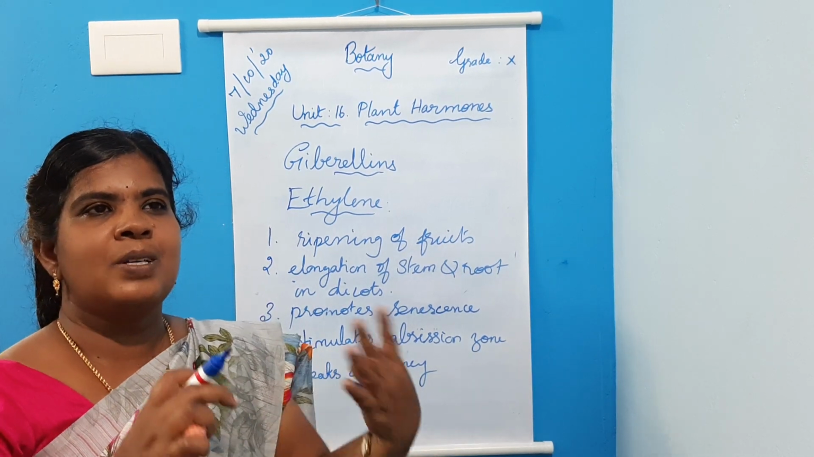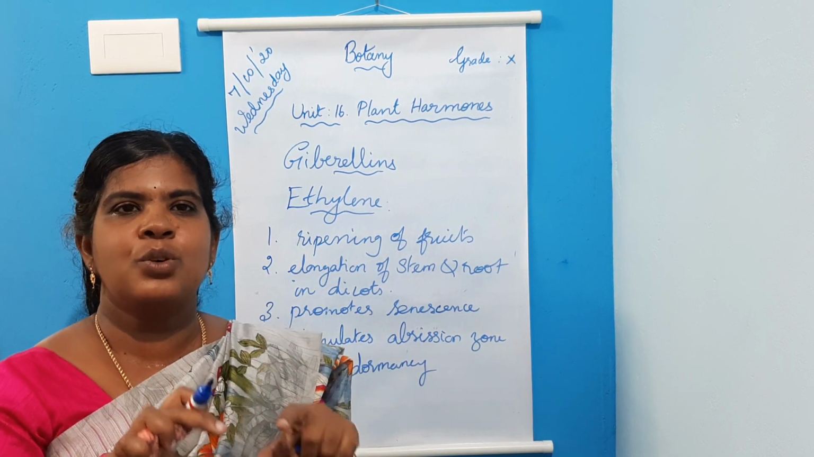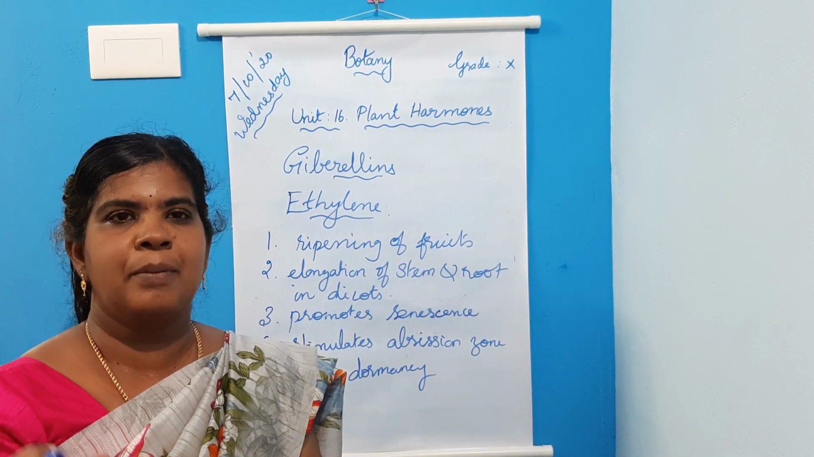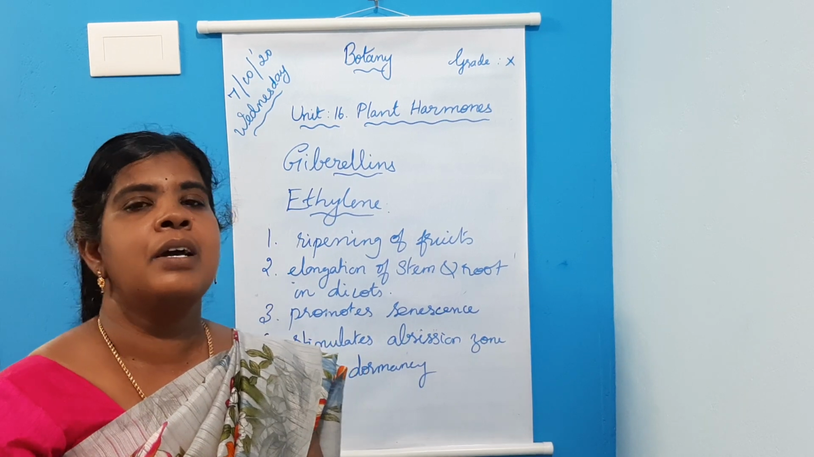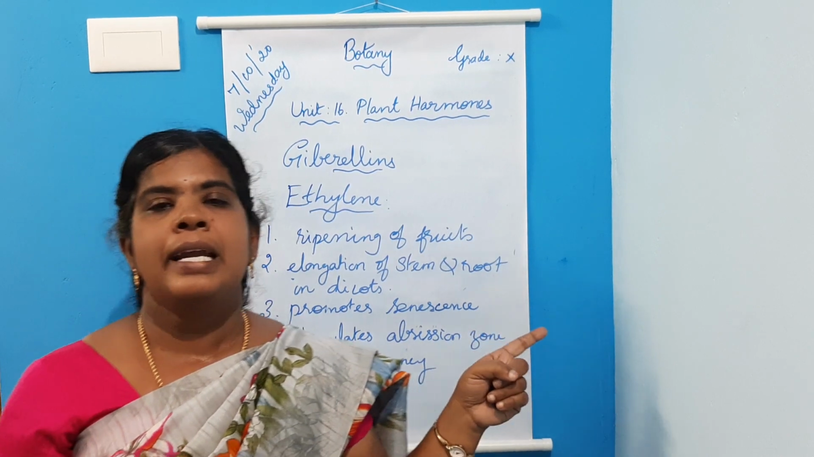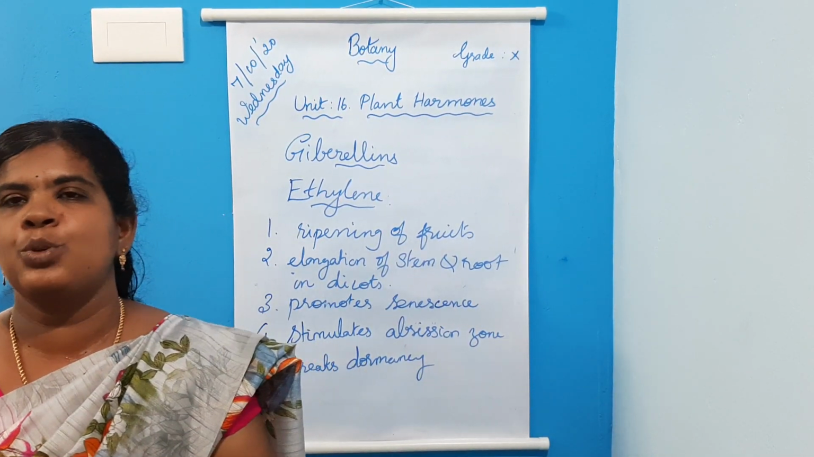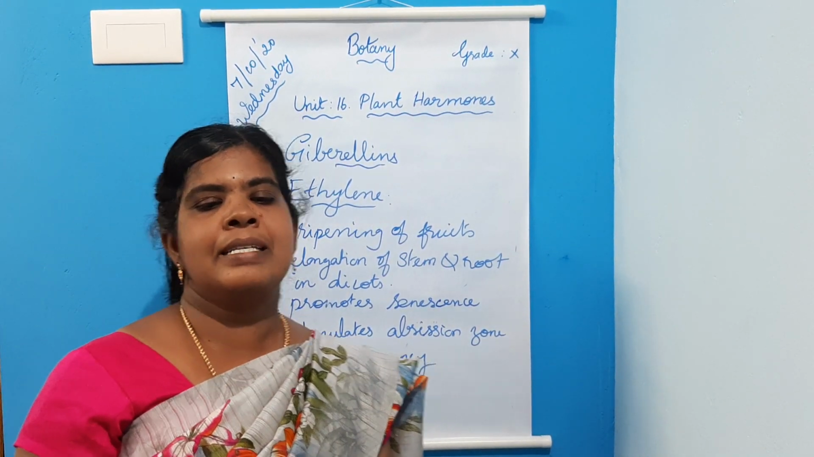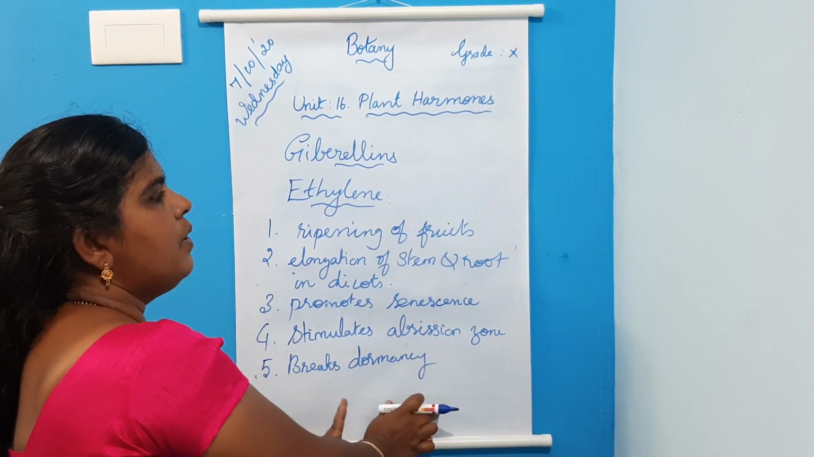So, in this senescence process, if the abscission zone is formed in plants before they attain maturity, the plant parts such as fruits, flowers and leaves may fall from the plant. So it stimulates the formation of abscission zone in leaves, flowers and fruits. This leads to premature shedding. Last one is it breaks dormancy of buds, seeds and storage organs. So these are the physiological effects of ethylene.